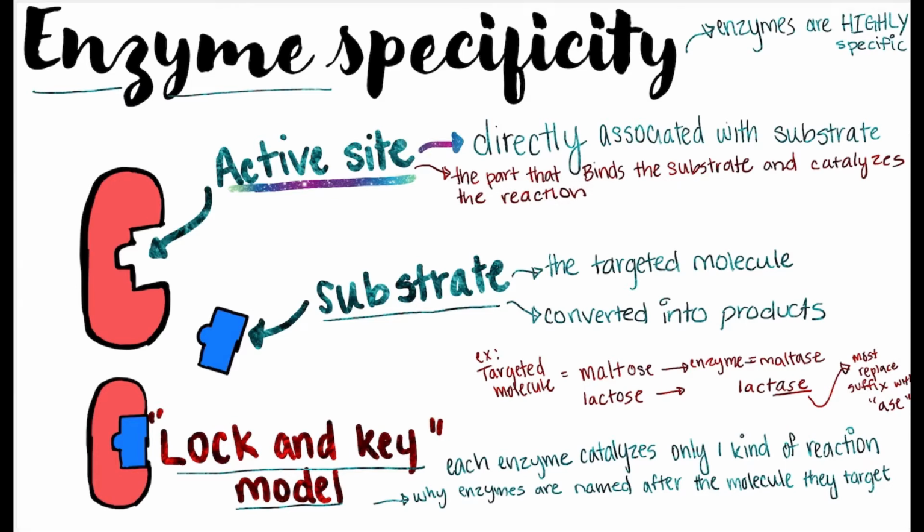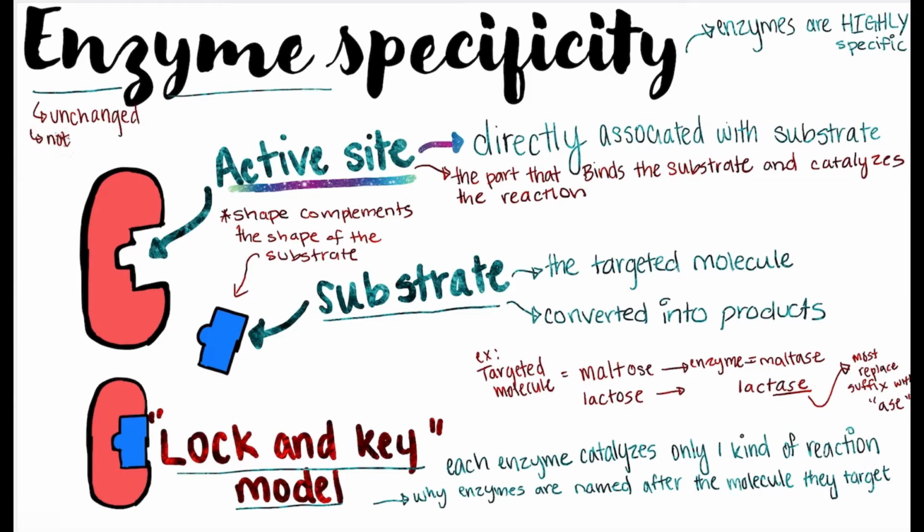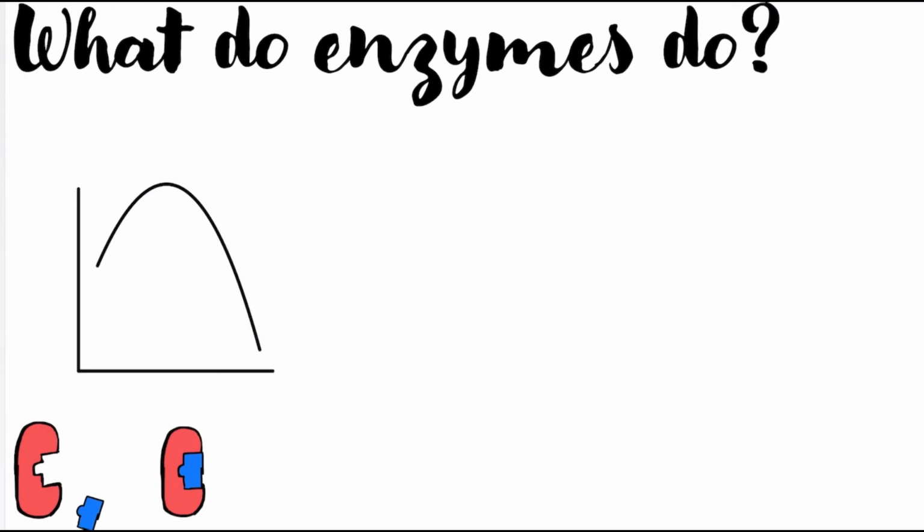Think of that word active. This is where all the activity is happening. The shape of your active site is going to complement the shape of the substrate. So those are your key things you need to know about the shape of the enzyme, the components within an enzyme, and enzyme specificity. Another thing you have to remember, and we are going to repeat this throughout, is that enzymes remain unchanged and they're not used up.